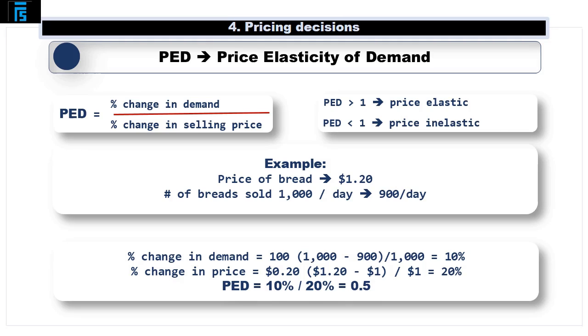The PED is therefore 10% divided by 20%, so 0.5. This is less than 1, showing that the price is inelastic, as would be expected for a basic item like a loaf of bread.